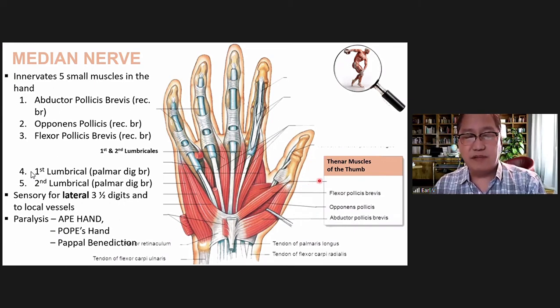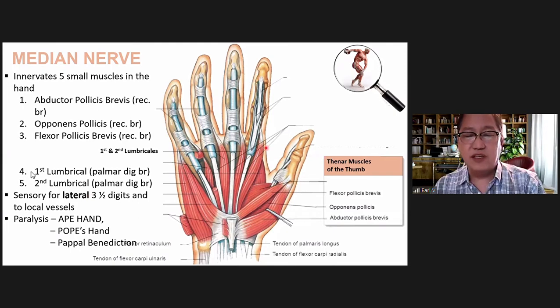You remember the 5 muscles in the hand, the 4 muscles of the thumb, but it supplies 3. The flexor, opponens, and abductor pollicis. And another 2, I mentioned earlier, the first 2 lumbricals. Those are the only muscles it innervates. So there are 5 muscles it innervates: abductor pollicis brevis, opponens pollicis brevis, flexor pollicis brevis, and the first and second lumbricals. 5 muscles.